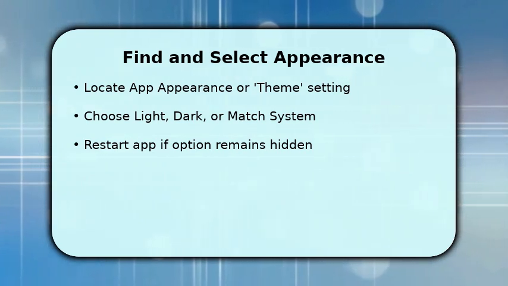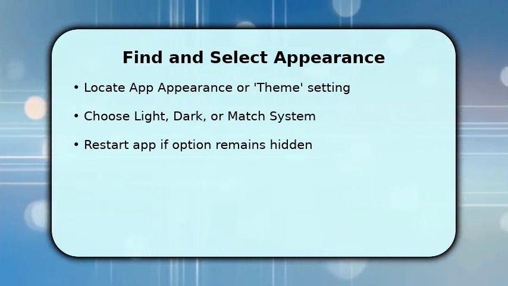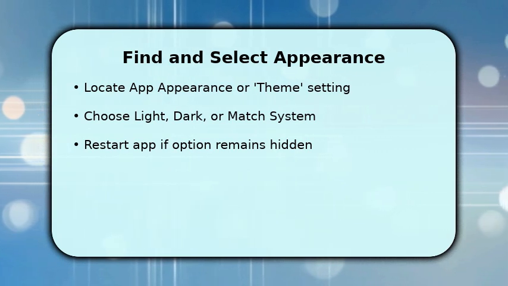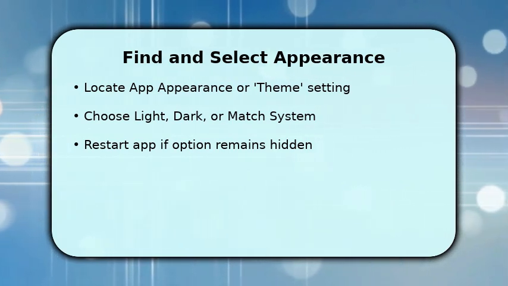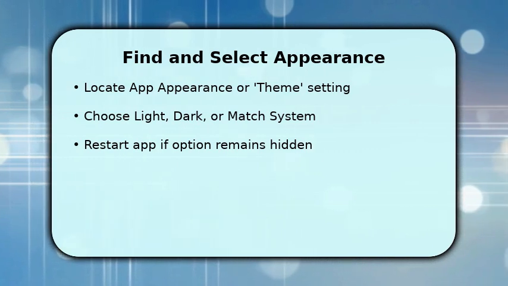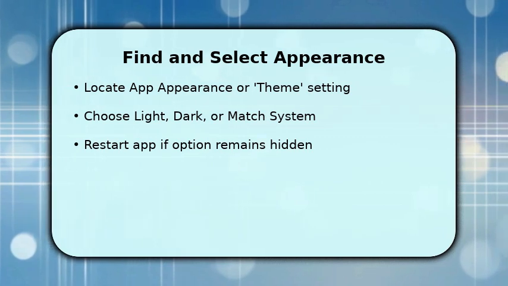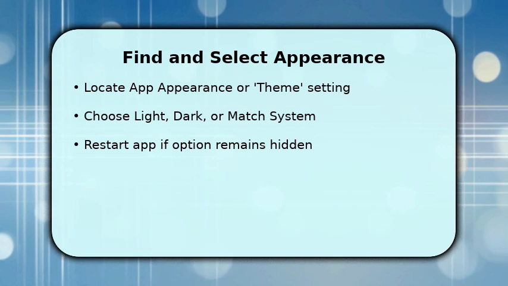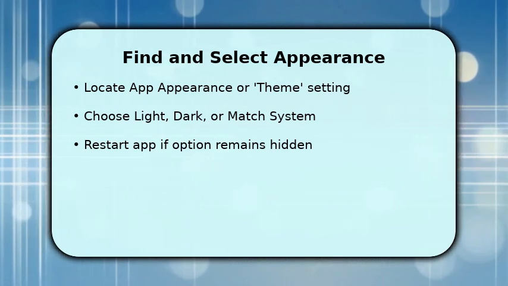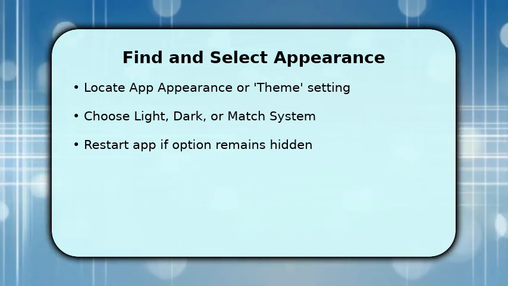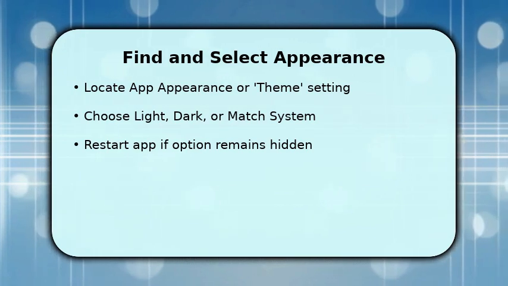Choose dark to force dark mode, light to disable it, or match system to follow your device level theme. If your device uses an OS level dark theme, match system syncs Snapchat automatically. Make sure to tap your selection and give the app a moment to apply the change. If the option is missing, restart Snapchat and check again, because sometimes the setting appears only after a fresh launch.